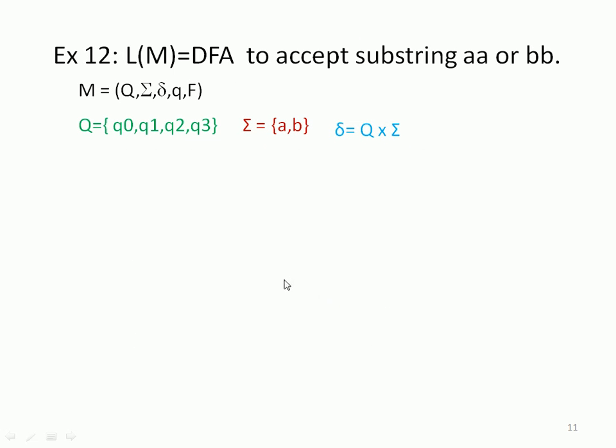We can have one more example: to accept a substring that is AA or BB, right? We start with Q0, and when input A is there, it goes to Q1. From Q1, when input A is there, it goes to Q3. So the string AA will be accepted, right? If you want AA, then AB will also be there, so that you can construct as well.